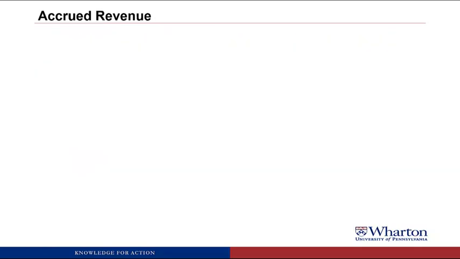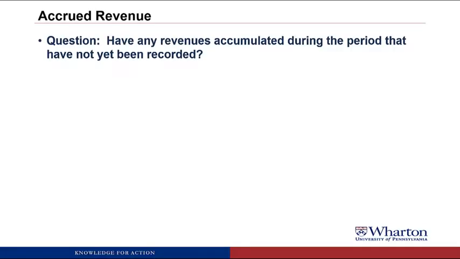Finally, we have accrued revenue. So as our poor accountant looks at the TV to watch the ball drop at Times Square, he hurriedly asks himself, have any revenues accumulated during the period that have not yet been recorded? So he can do his one more set of adjusting journal entries. The accounts we're talking about here are going to be receivable accounts like interest receivable or rent receivable.